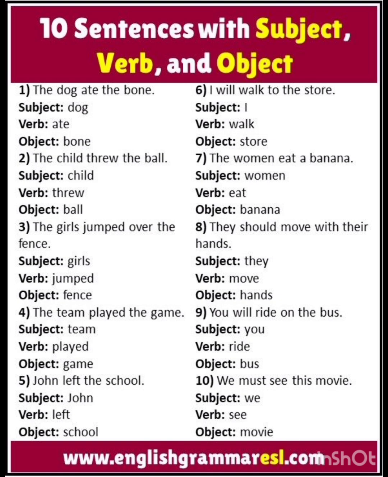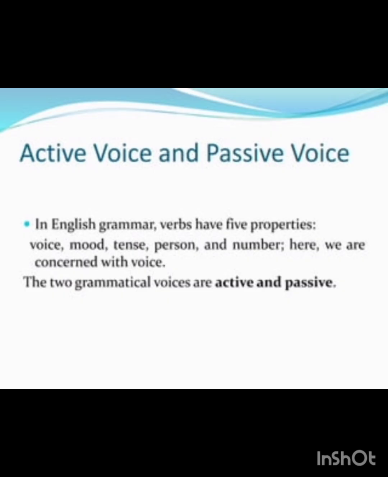I think that's enough learning about subjects and objects. Now, let us get to the main topic of today, and that is active and passive voice. In English grammar, verbs have 5 properties: voice, mood, tense, person, and number. Here, we are concerned with voice. The two grammatical voices are active voice and passive voice.